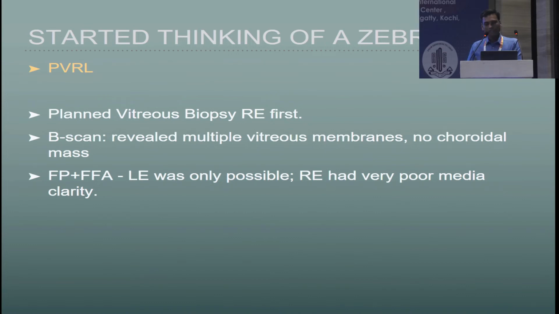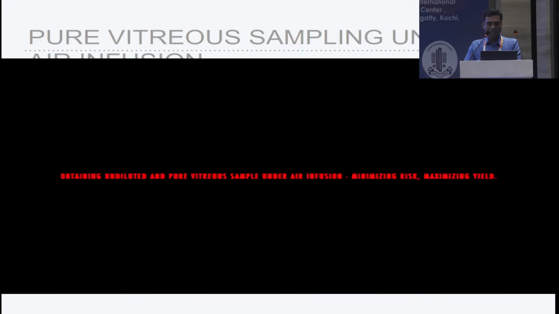So we started thinking of a zebra when we heard the hoofbeats, and we planned a vitreous biopsy. B-scan revealed multiple vitreous membranes. FFA and FP had very poor media clarity, so it was not possible.